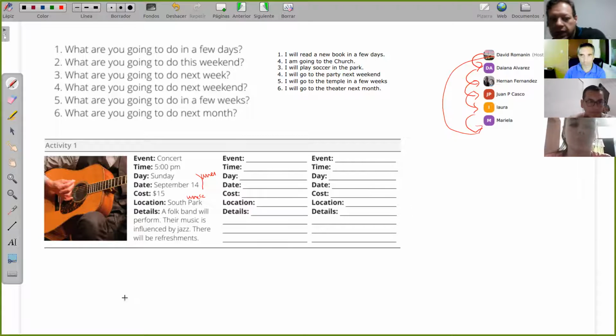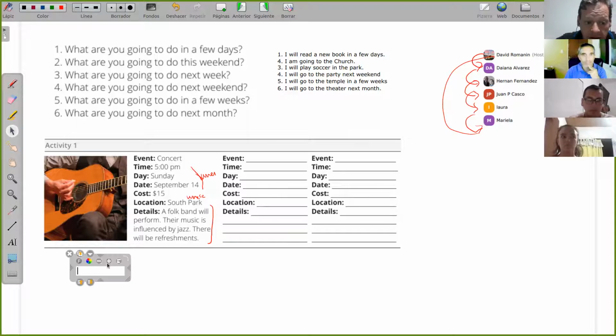So, all this is when, because it's the time information. Great. And the details. So let's create this dialogue. And let's say that the people interacting here are Laura and Mariela. Okay? Laura, you know about this event. Given this information, you want to go to this concert and you want also Mariela to go.